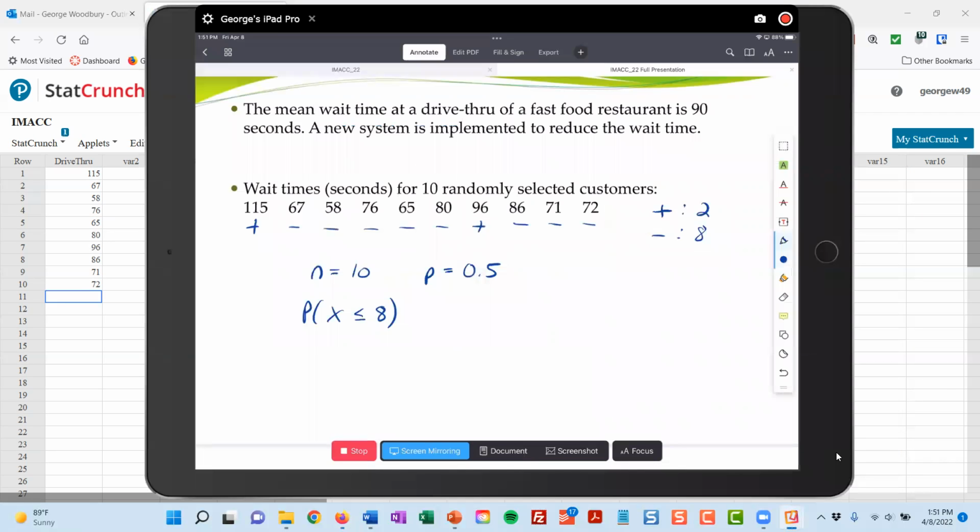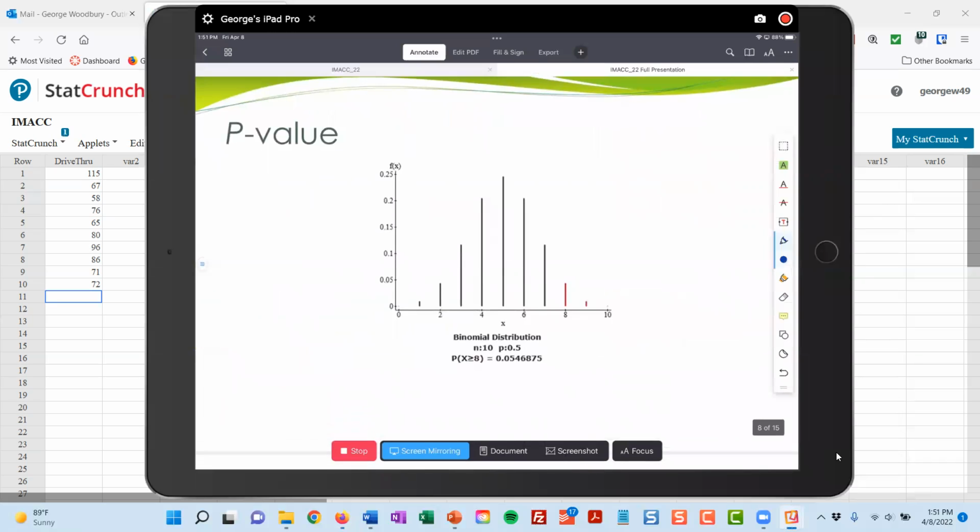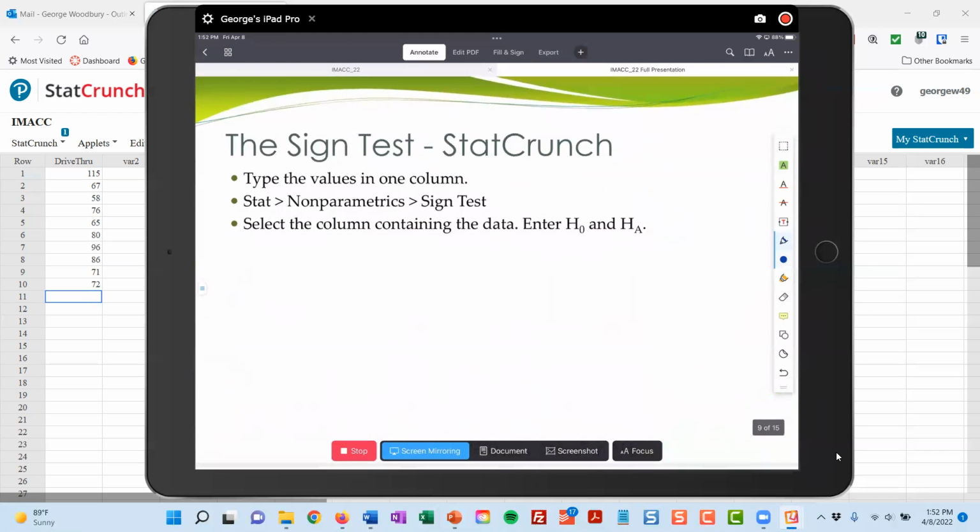So here, the p-value is 0.0547. So if you were doing a 0.05 level test, you'd say there's not sufficient evidence to support that the median is below 90, but at least now we could come up with some kind of a conclusion. Even though we're not testing the mean versus 90, we can still test this median versus 90.